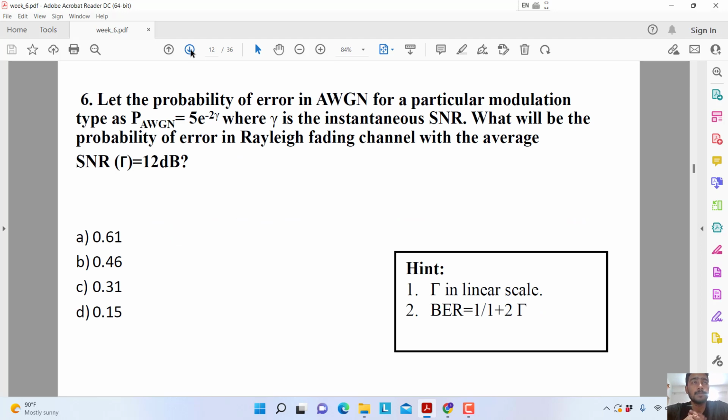Question number 6 is given. Let the probability of error in AWGN for a particular modulation type be 0.5 e to the power minus 2 gamma, where gamma is the instantaneous SNR. What will be the probability of error in a Rayleigh fading channel with the average SNR?